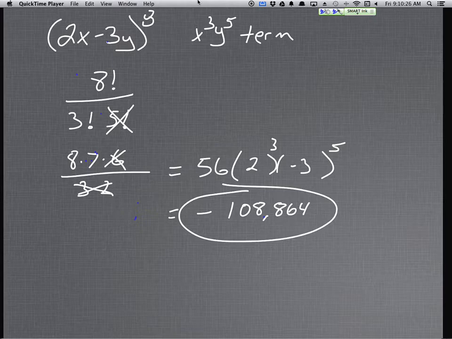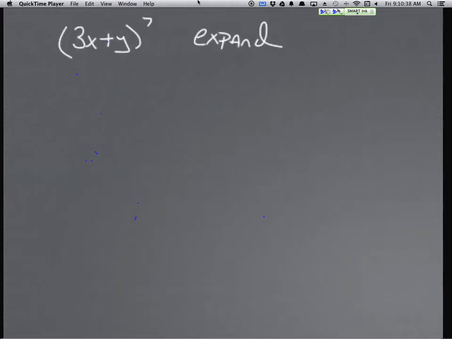Alright, now we're going to use that approach to expand a binomial. We're going to do what we did yesterday, except we're not going to use Pascal's triangle to do it. We're going to do what we're doing today. So, last example. We have (3x + y) to the 7th. We want to expand this without Pascal's triangle. So, any ideas of what we want to think about first?